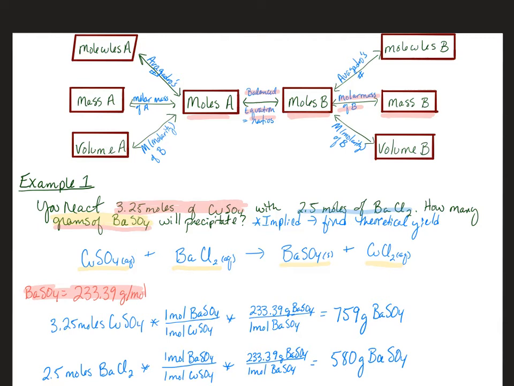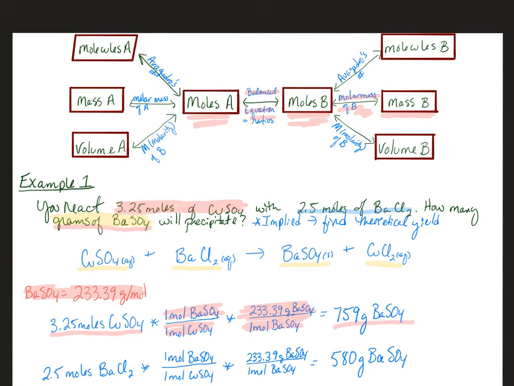So I can start by saying we have 3.25 moles of CuSO4, and then I need to convert into moles of BaSO4. So this ratio right here is taking moles of A into moles of B. And then I need to go from moles of BaSO4 to grams of BaSO4 because I'm doing this step right up here, and that gives me this many grams.